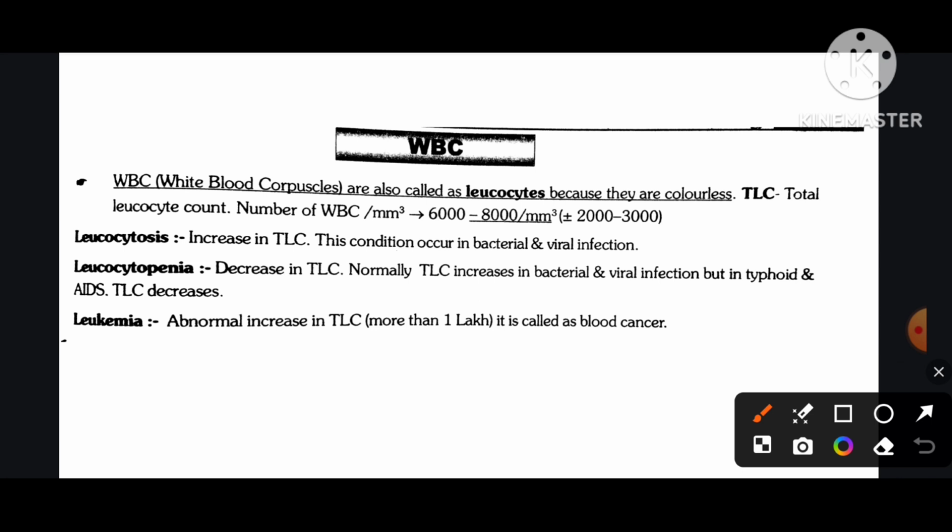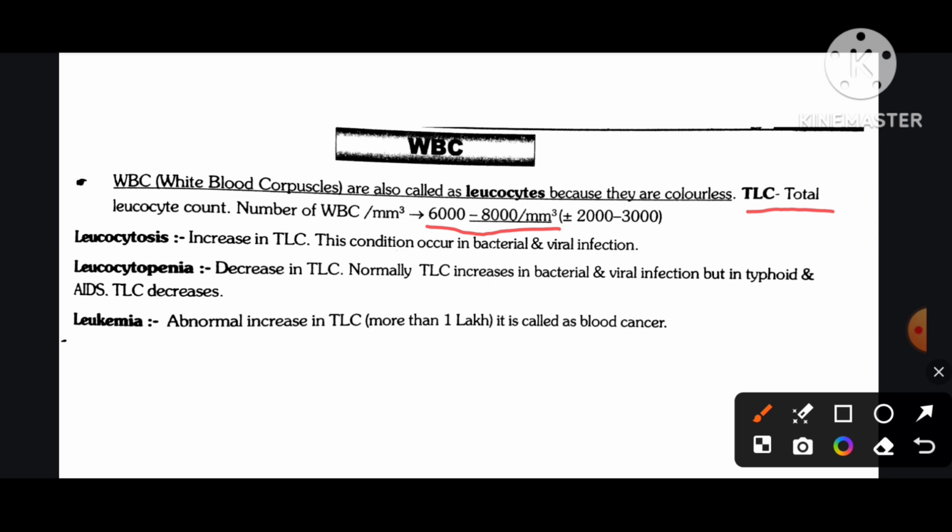WBC. White blood corpuscles are called leukocytes because they are colorless. Total leukocyte count: number of WBC per mm cubed is 6000 to 8000. Leukocytosis is an increase in total leukocyte count. This condition occurs in bacterial and viral infection.